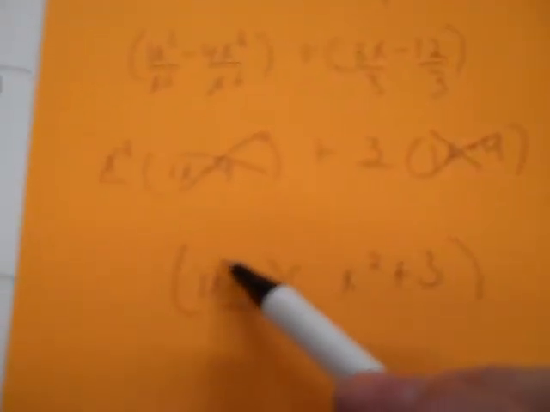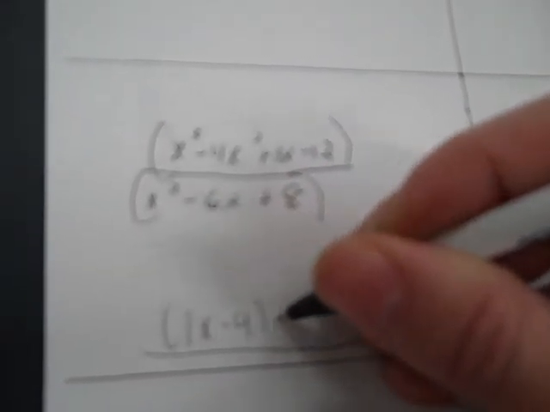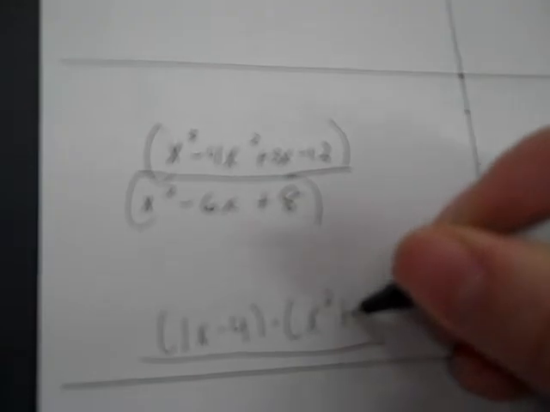Now, neither one of these is a DOPS. That's a minus, but that would have to have a second power for it to be a DOPS. So I rewrite this as 1x minus 4 times x to the second plus 3. And then this trinomial on bottom, that's going to be 1x to the second minus 6x plus 8.